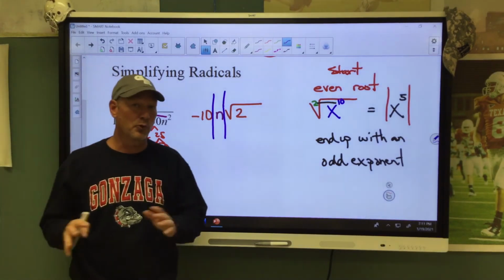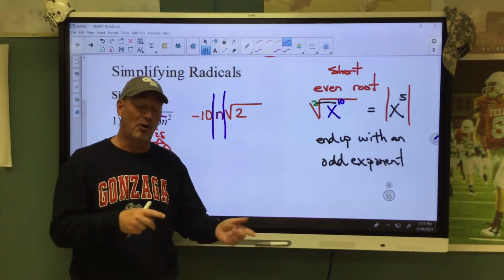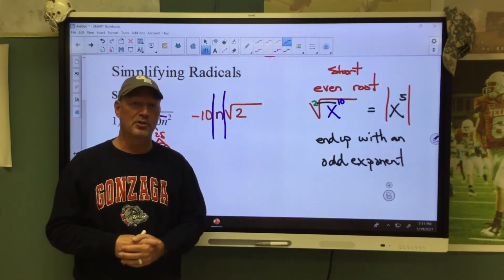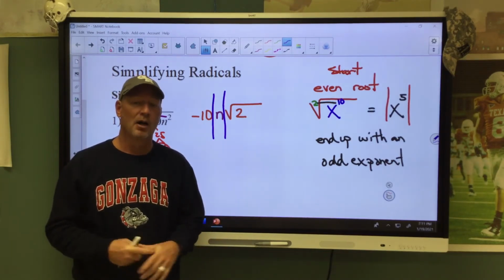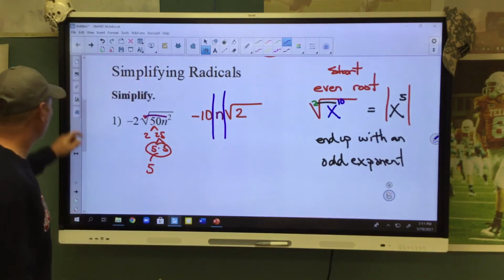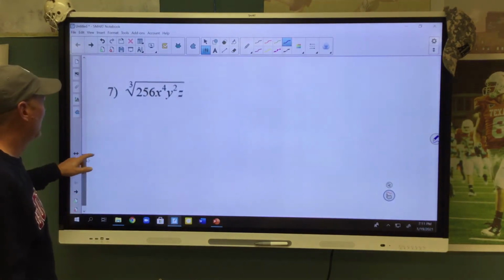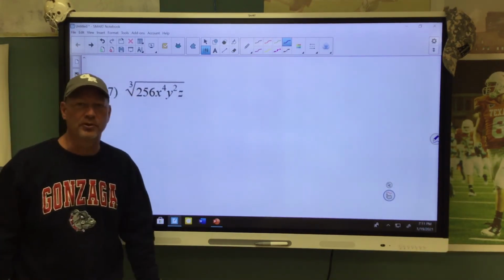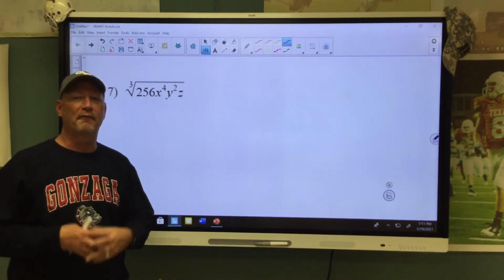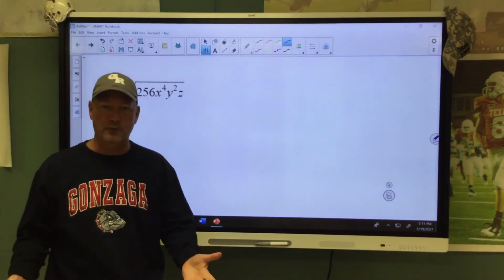I told you things were going to be a little bit different than we did in the fall or what you did in Algebra 1 and Geometry. Okay? All right, let's try another problem. All right, so we're going to take the cube root. And yes, we're going to divide by 3, or we're going to look for groups of 3.